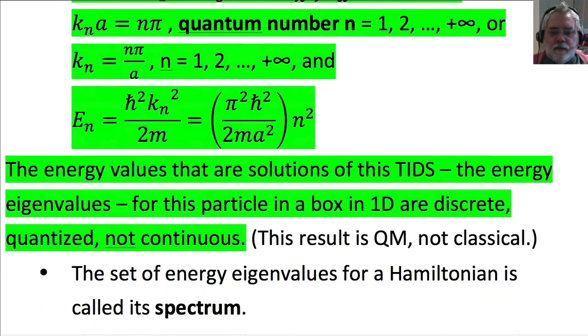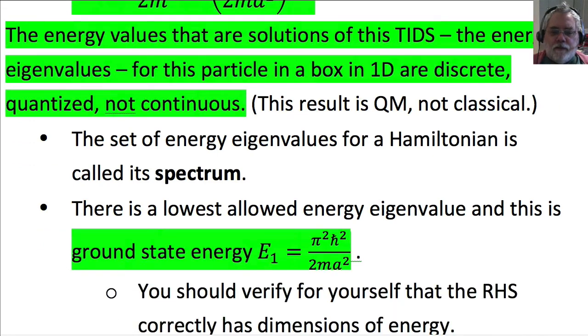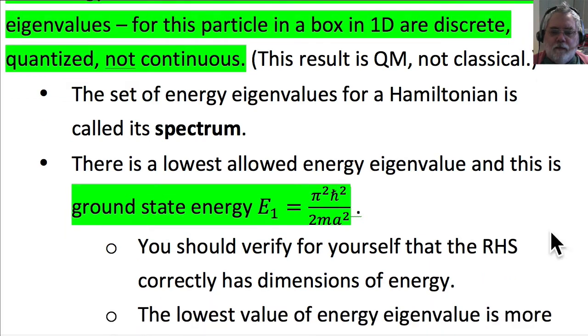The set of energy eigenvalues for a Hamiltonian is called its spectrum. There is a lowest allowed energy value, energy eigenvalue, and we call this the ground state energy. In this case, it's E sub 1, being pi squared h bar squared over 2ma squared. You should verify for yourself that this right-hand side correctly has the dimensions of energy.